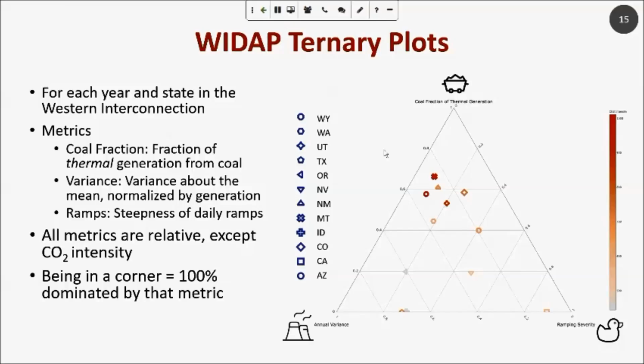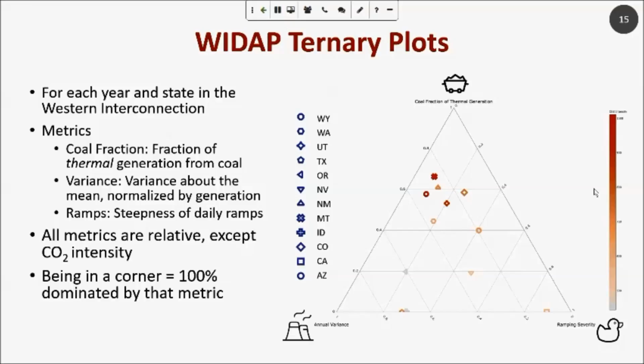So we can kind of get a picture of how each state is operating its electricity generation fleet relative to the others. On the right here, we see a color bar, and the color bar represents carbon dioxide intensity. So while everything else on this plot is relative, I'll get into that in more detail in just a minute, the carbon dioxide intensity is actually an absolute number. So you can read off the color of, let's take this top point here, which is Montana, and we can say its carbon dioxide intensity is around 950, and those are going to be units of kilograms per megawatt hour.